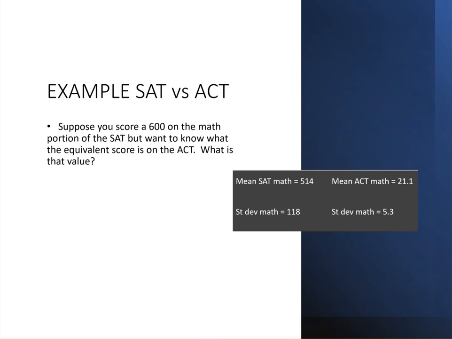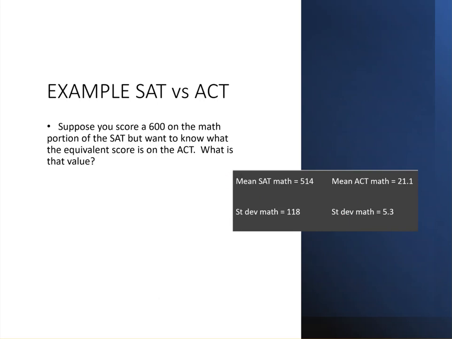Here's another example we're going to work where we're going to use z-scores as well. This time, we want to be given an SAT score and calculate the equivalent ACT value. So, the example says that we have a math score of 600 that we scored on the SAT portion, and we want to figure out what is that equivalent value in the ACT. In order to do that, we need to know the mean and the standard deviation for both SAT scores and ACT scores, which were given here in this box.